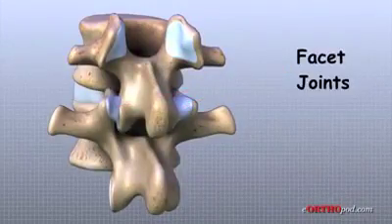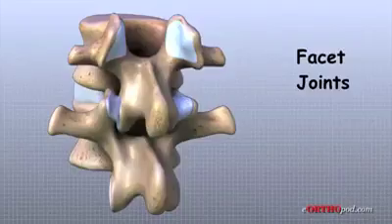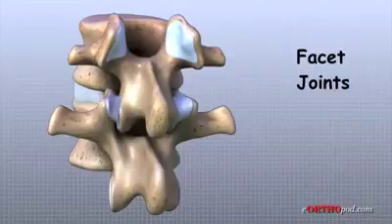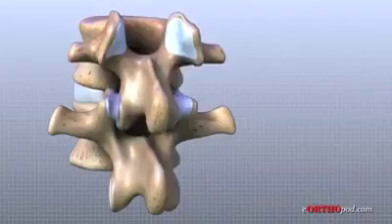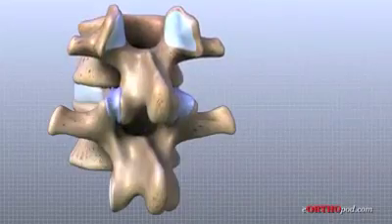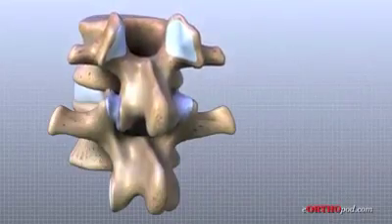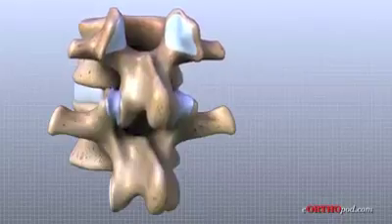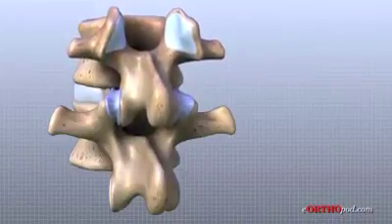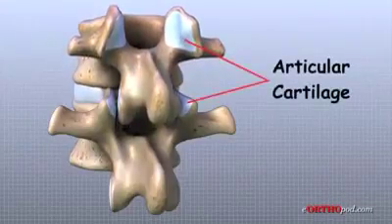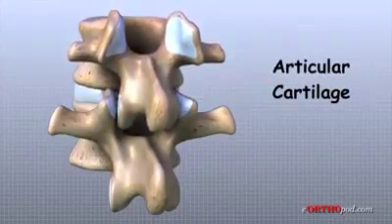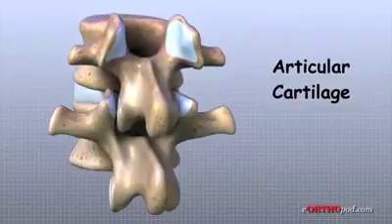A facet joint is a small bony knob that sticks out from the vertebral body at the back of the lumbar spine. Where these knobs meet, they form a synovial joint that connects the two vertebrae. The facet joints of the lumbar spine move together in a sliding motion as you bend forward and backward. The surfaces of the facet joints are covered by articular cartilage. Articular cartilage is a smooth, rubbery material that covers the ends of most joints. It allows the bone ends to move against each other smoothly, without friction.